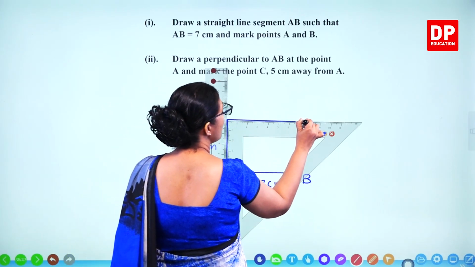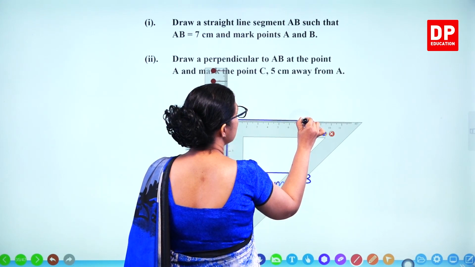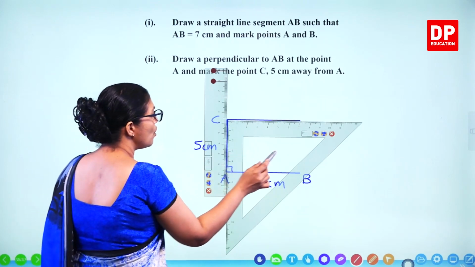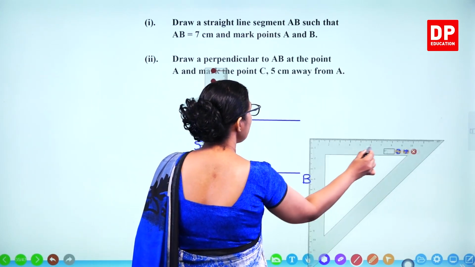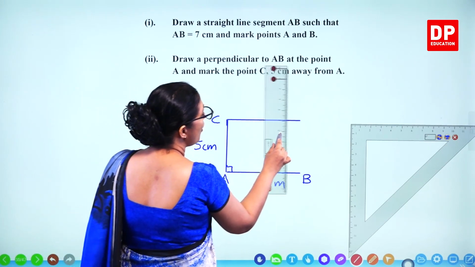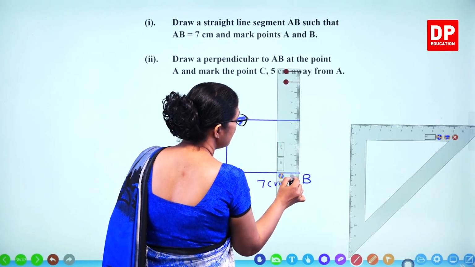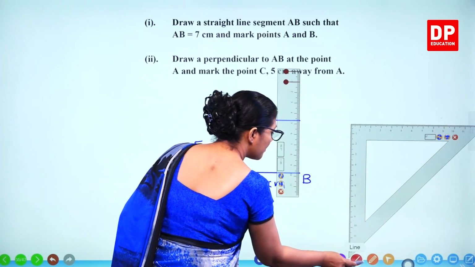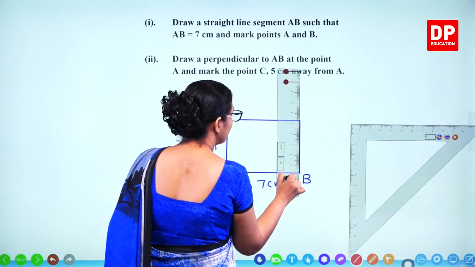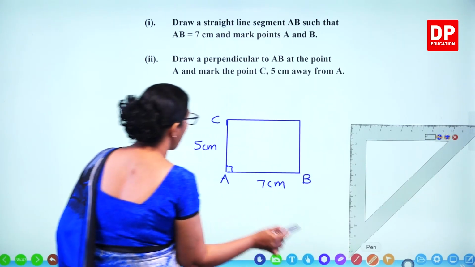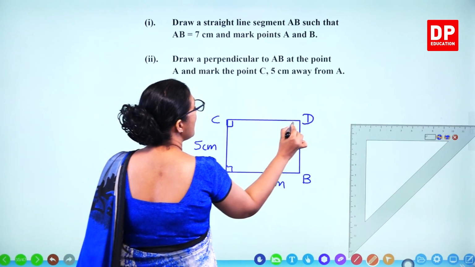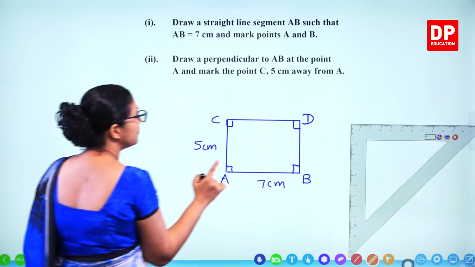You have to take only 7 centimeters because you have to complete the rectangle. Now we have the other point. Now you can connect this point and this point. So that's ACDB parallel. That's a rectangle.